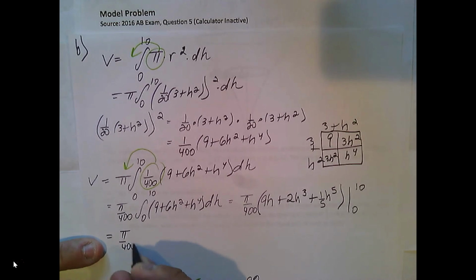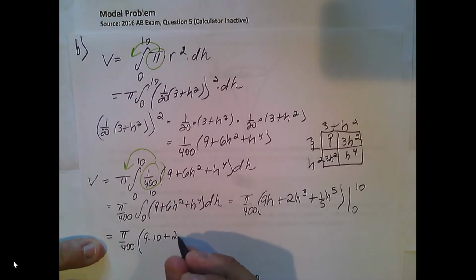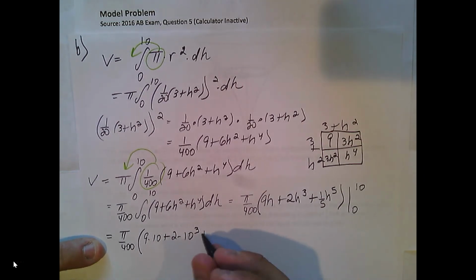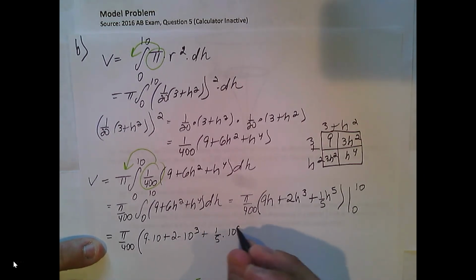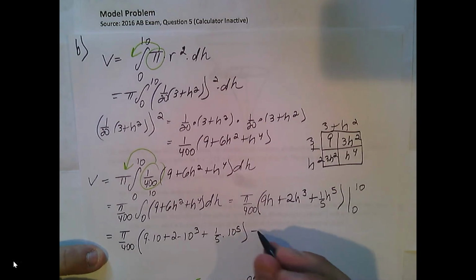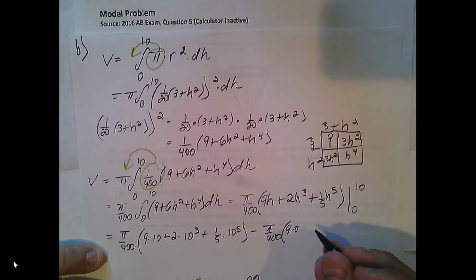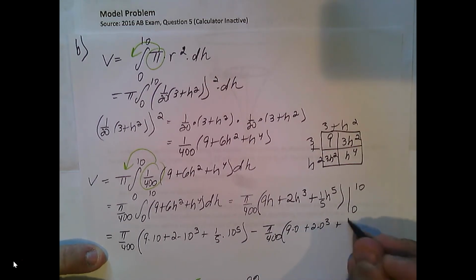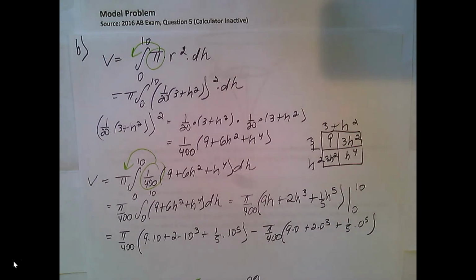Plug in the 10: pi over 400, 9 times 10, plus 2 times 10 cubed, plus 1/5 times 10 to the 5th, minus pi over 400, 9 times 0, plus 2 times 0 cubed, plus 1/5 times 0 to the 5th power.